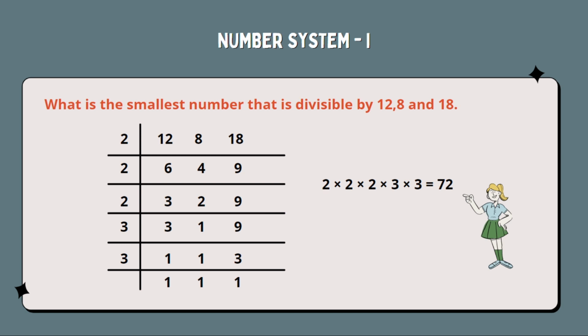The first factor is 2, so we continue with the 2, and after dividing the 12, 8 and 18 by 2 three times, we get 2 into 2 into 2 into 3 into 3. That gives us 72. So that number is 72.